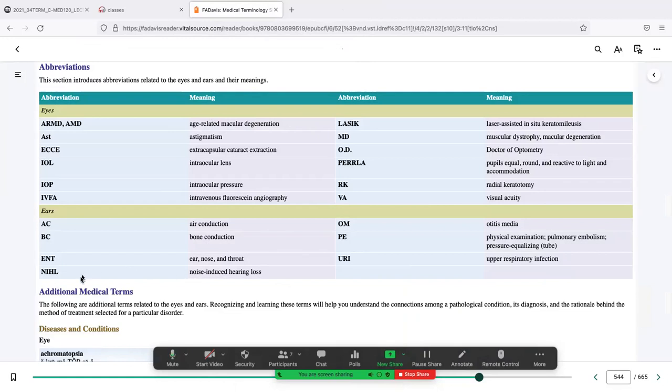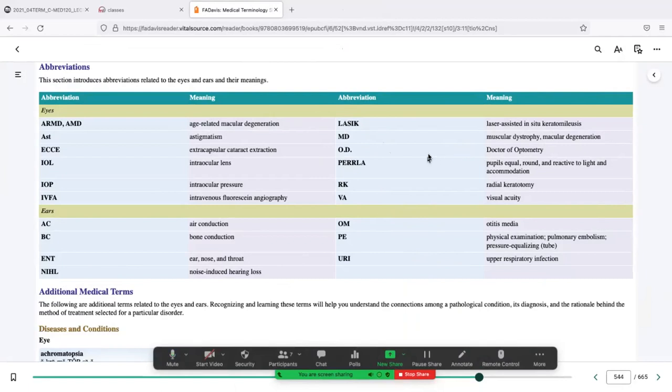ENT, ears, nose, and throat. NIHL, noise-induced hearing loss. I've seen it once or twice. LASIK, see that all the time. Laser-assisted in situ keratomileusis. Now, what are we doing in LASIK? Again, laser, I'm taking light, and instead of using a scalpel, which can be dirty, I use a light, which is sterile, and it's easier, quicker. It's day surgery, and you'll be out same day.